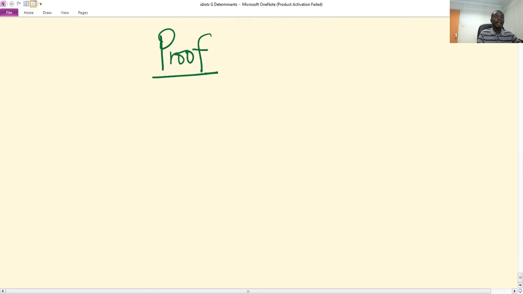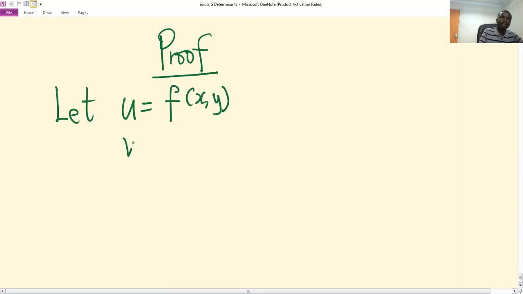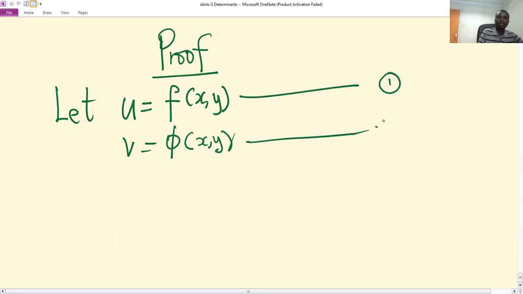Let u be a function of x and y, and v be also a function, say phi, of x and y. Call this one equation 1, call this one equation 2. Both u and v are functions of x and y.